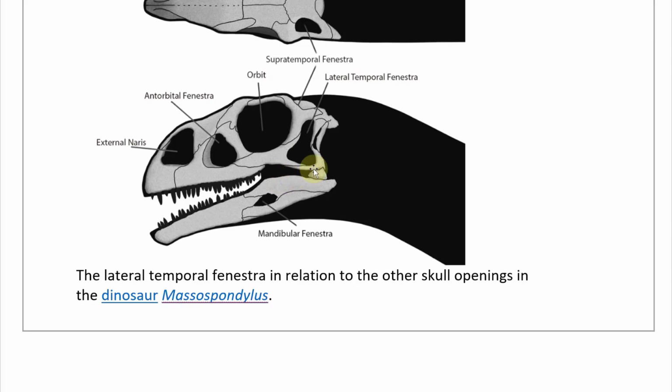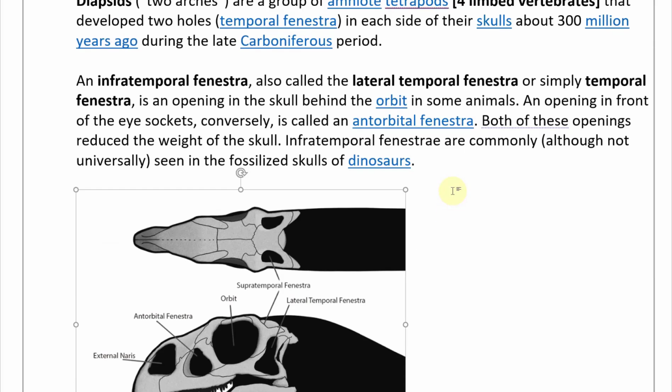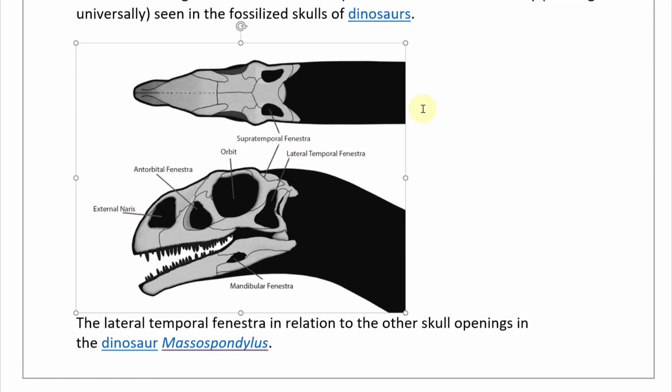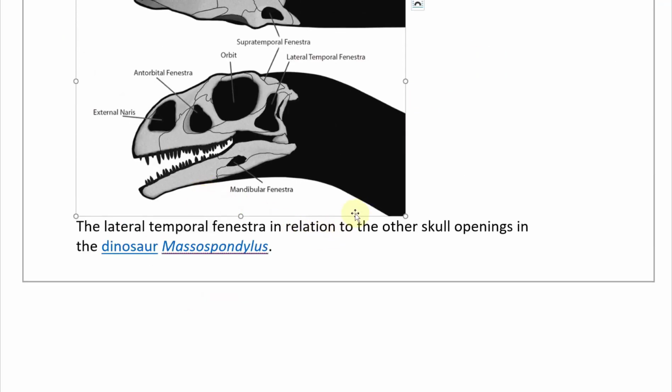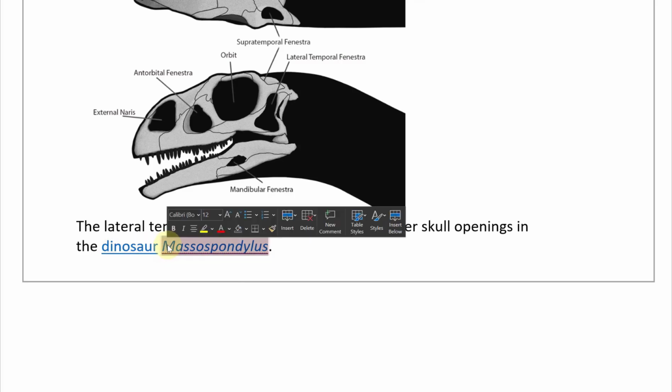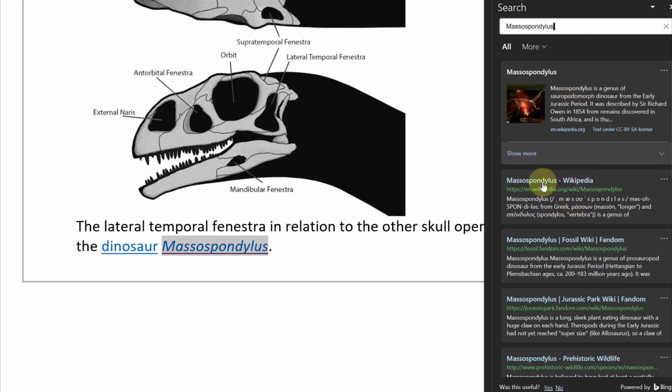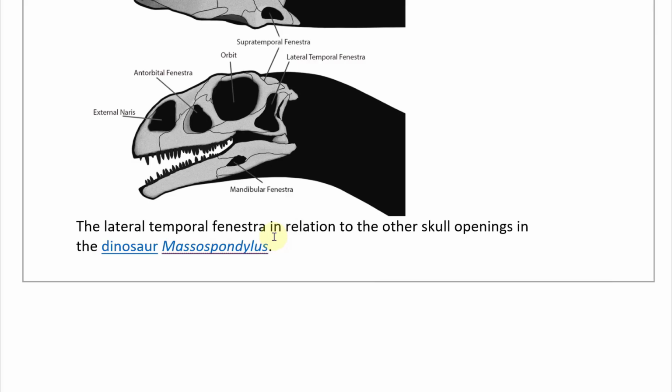So here is the setup right here, just to illustrate. Remember that archosaurs are a clade of these types of diapsids right here. So the lateral temporal fenestra in relation to the other skull openings in the dinosaur Massospondylus. Let's see if this has a pronunciation there. It doesn't have it there, but we could try to pronounce it from this one instead of just Googling it. Massospondylus. Let's try that again. Massospondylus. Okay, I'm just going to call that. Sounds about right.